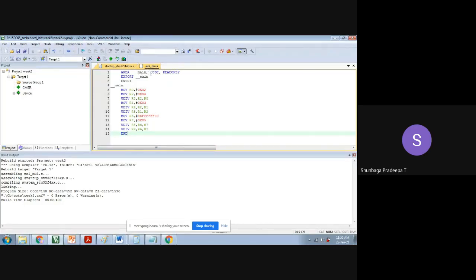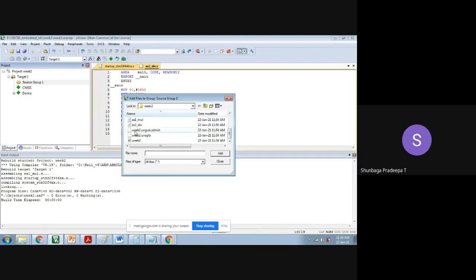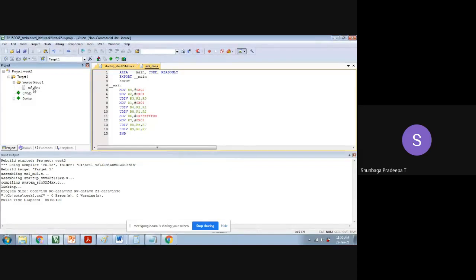Now this file has to be loaded into the project. So add the existing file to the project. Here you have example 2 division. Now this file is added to the project. So we will insert a breakpoint. You will see how the unsigned division and signed divisions take place. Okay, so we'll put it in debug mode.